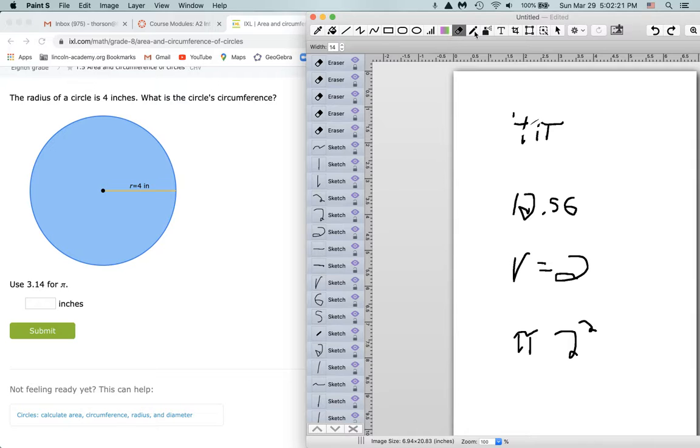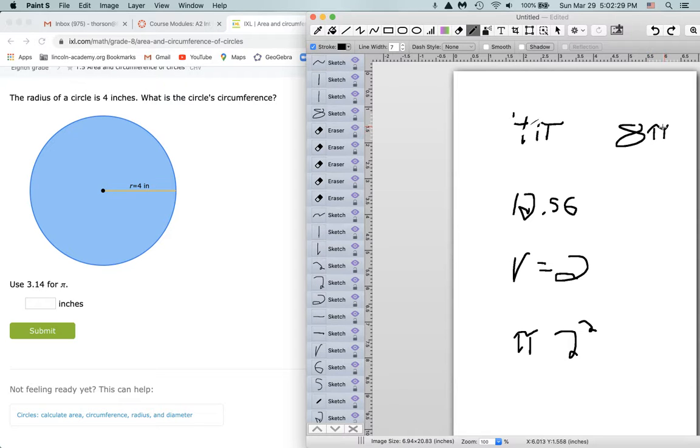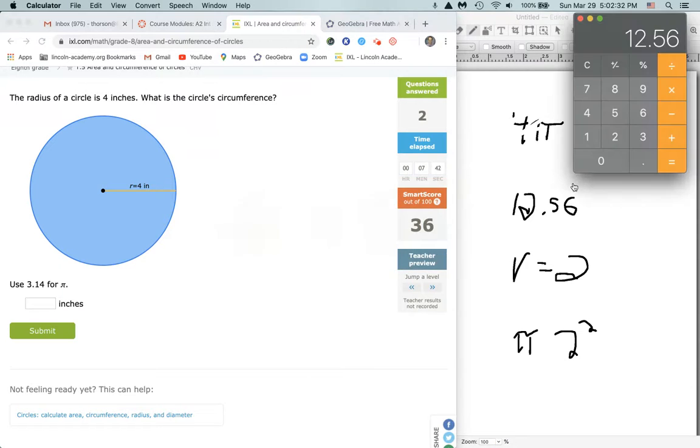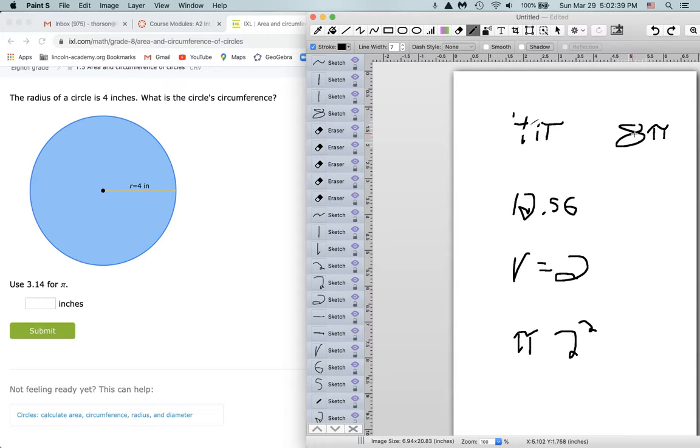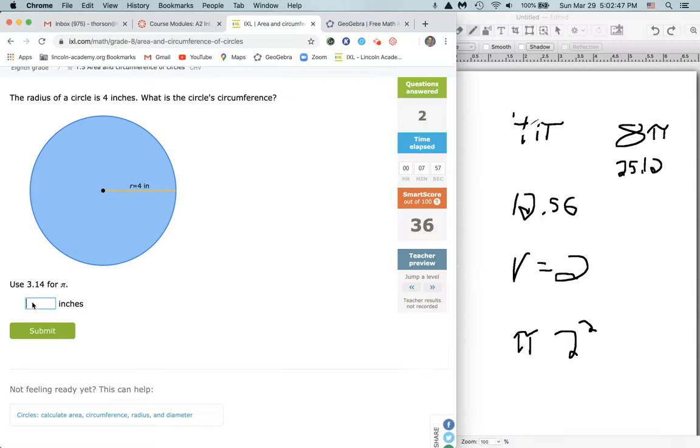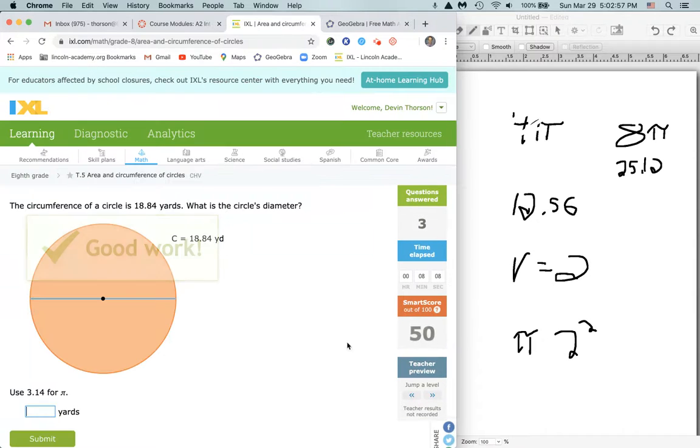The circumference then would be twice the radius, which would be 8, times my pi, or 8 pi. So I grab my calculator and I go 8 times 3.14 and I get 25.12. So 8 times pi is 25.12. And again, do not do any form of rounding and don't use your pi button on your calculator, otherwise you'll get a wrong answer, because it wants you to use 3.14 as pi.